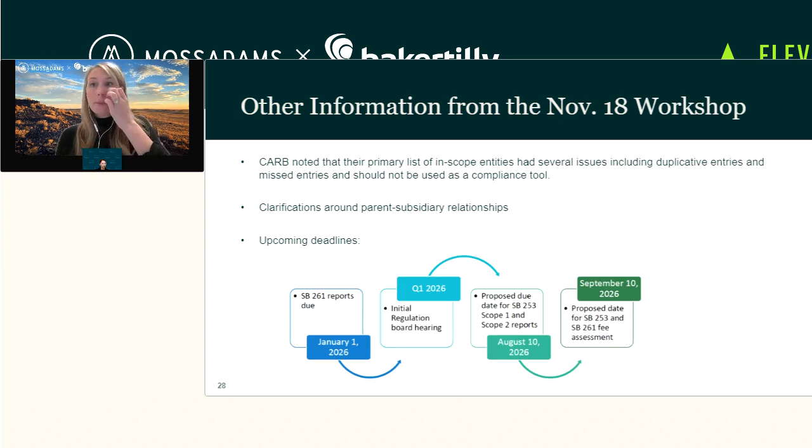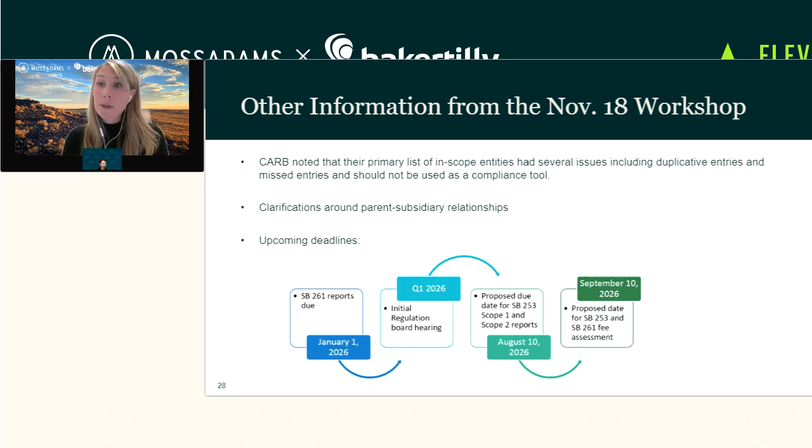Some other guidance from CARB, not specific to a regulation. They did, again, note that their list of in-scope entities has several issues, and so that should not be relied on as a compliance tool. Just because you are not included in that list does not mean that you may not be subject to this required reporting.